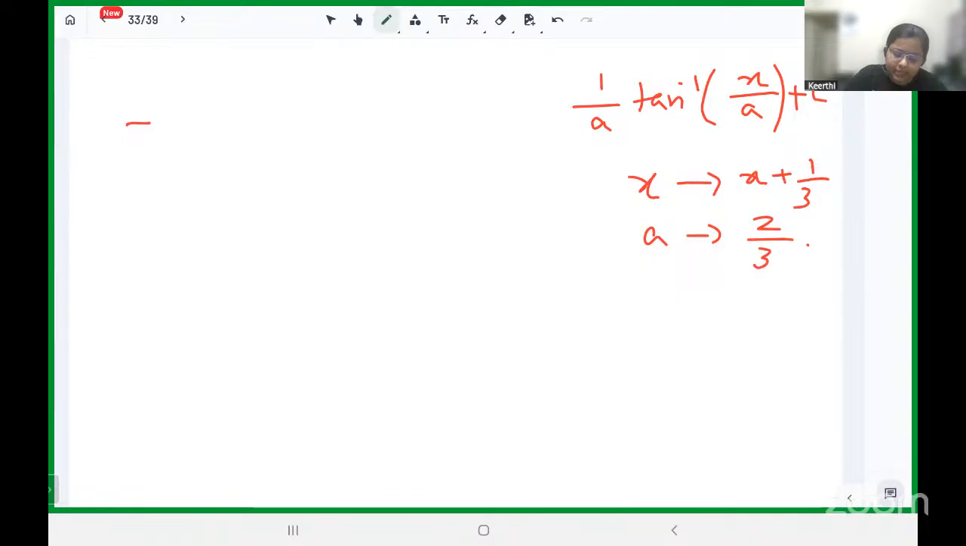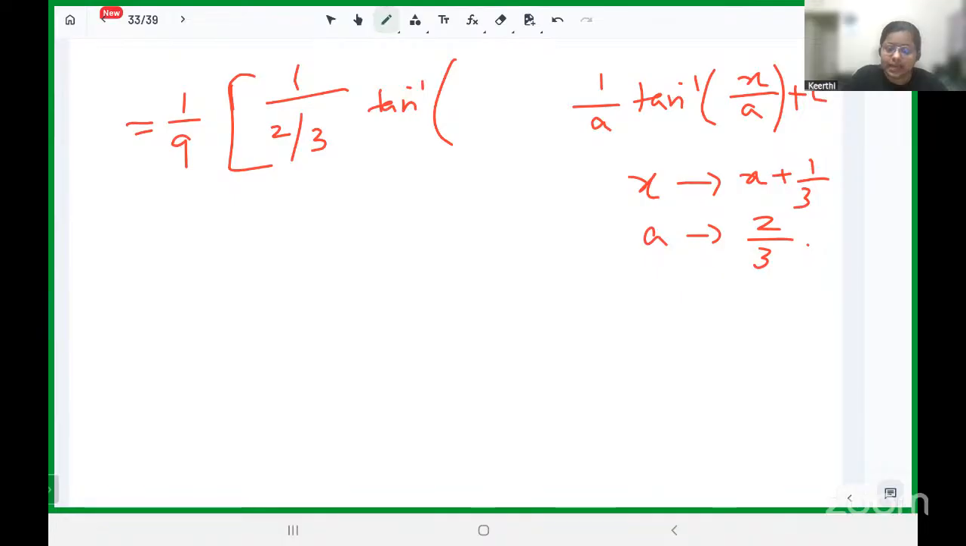So what will be the integral? 1 by 9 is outside, okay? 1 by 9 into 1 by a. A is 2 by 3, so 1 by 2 by 3, tan inverse of x, which is x plus 1 by 3, divided by 2 by 3, plus c.